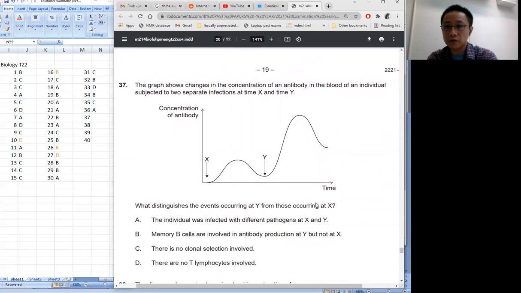37, this graph shows the changes in concentration of an antibody in the blood of an individual subjected to 2 separate infections. What distinguishes the event occurring at Y from those occurring at X? X looks like it's the first time that the individual is exposed to the pathogen. So that's a primary response, this bump, and it is slower and results in lower concentration than the secondary response.